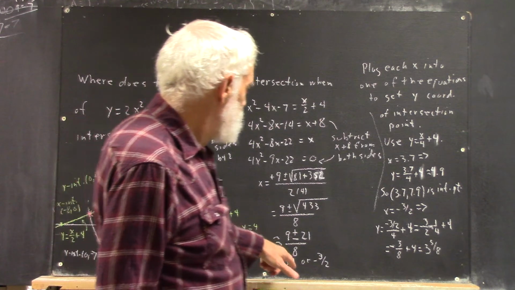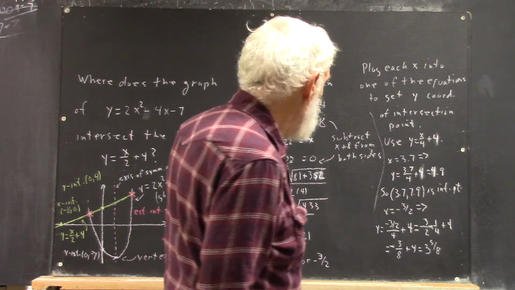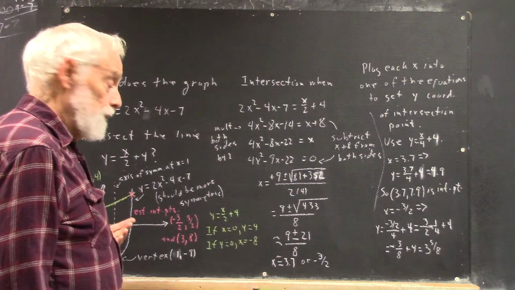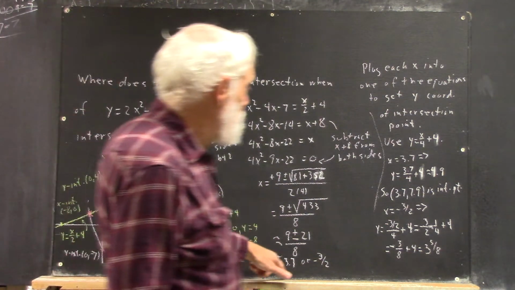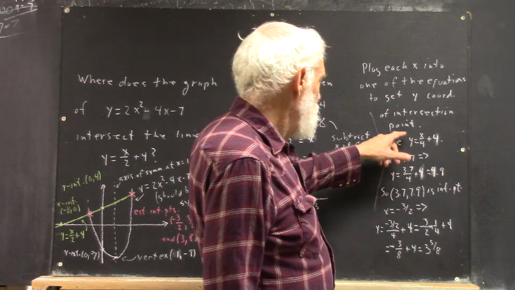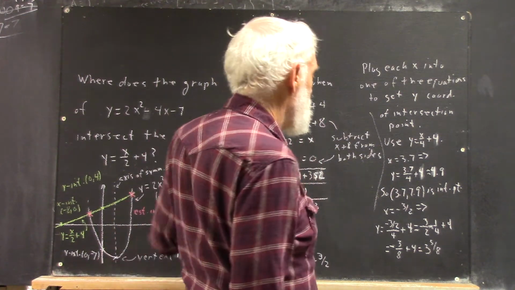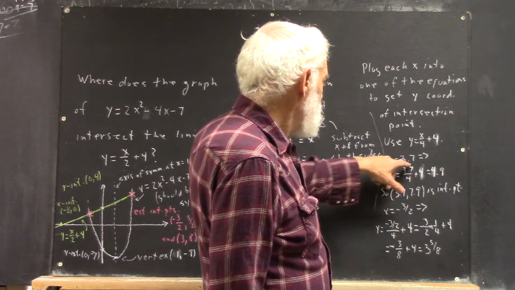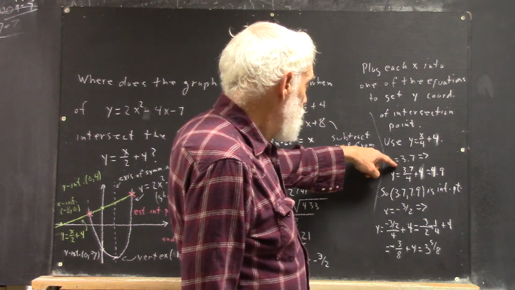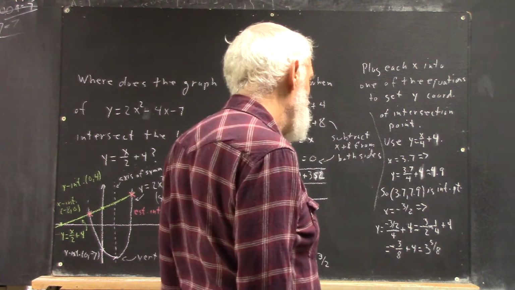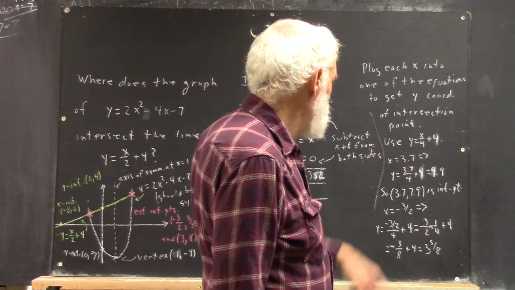And then you plug each of these solutions into one of the two equations. Now, I plug it into this one because the arithmetic's going to be simpler. But we plug it in, and plugging into the equation y equals x over 2 plus 4, x equals 3.7, one of our approximate solutions, gives us approximately 4.9. So one of your points is (3.7, 4.9).